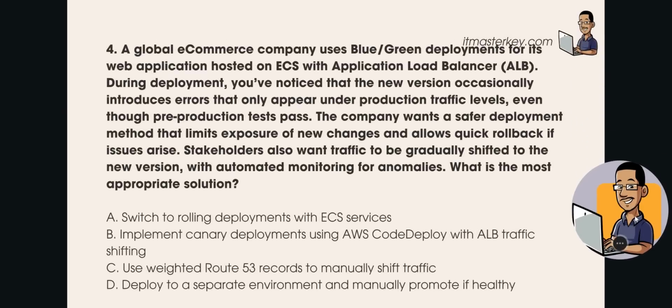A global e-commerce company uses blue-green deployments for its web application hosted on ECS with an Application Load Balancer. During deployment, you've noticed that the new version occasionally introduces errors that only appear under production traffic levels. Even though pre-production tests pass, the company wants a safer deployment method that limits exposure of new changes and allows quick rollback if issues arise. Stakeholders also want traffic to be gradually shifted to the new version with automated monitoring for anomalies. What is the most appropriate solution?